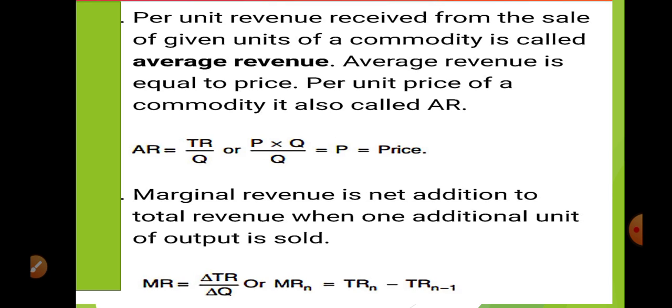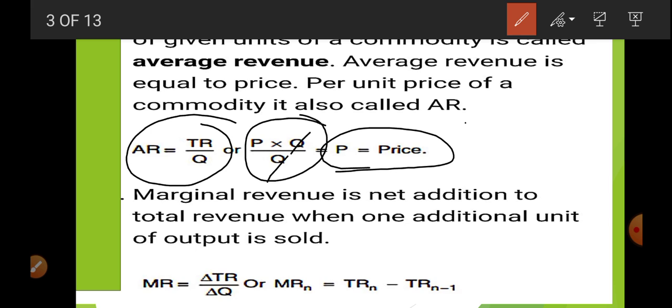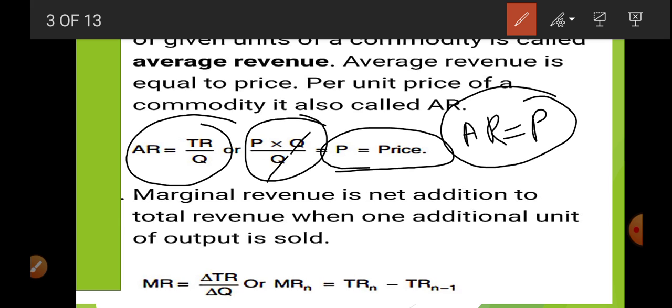Now what is average revenue? So per unit revenue, average means per unit. The per unit revenue received from the sale of given unit of a commodity is called average revenue. Average revenue is equal to price. Already I had told you how we can write AR is equal to price. So per unit price of a commodity is also called AR, that is, revenue. Okay, how we can calculate average revenue? Total revenue upon Q, that is, P multiply Q upon Q. So Q cancels. In this way we can write AR is equal to P. So this is the way we can derive this equation.